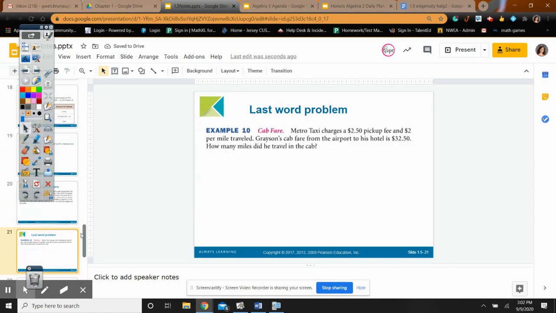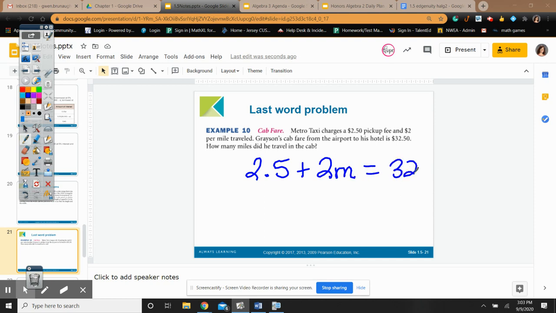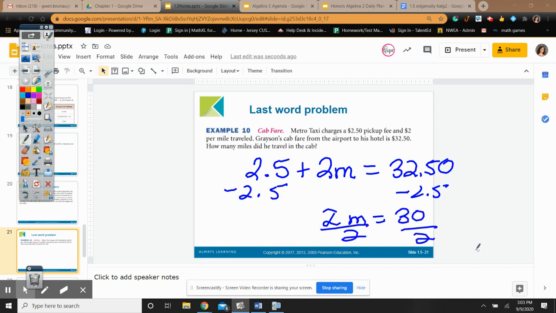This is the last word problem, and they're going to talk about an idea called zeros. Metro Taxi charges a $2.50 pickup fee and $2 per mile. Grayson's trip to the hotel is $32.50. How many miles did he travel? $2.50 is just to pick you up, and you get $2 per mile. If the whole thing costs $32.50, how many miles did he go? It's pretty easy. We'll just solve it. 2m equals 30, divided by 2, and it looks like m is 15, or 15 miles.